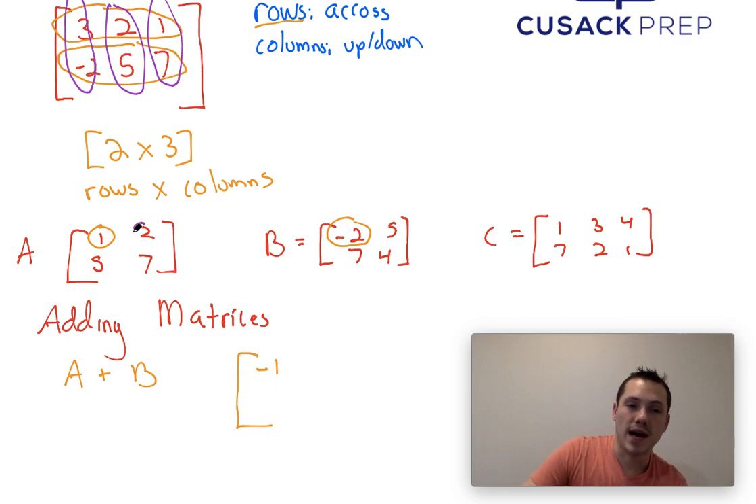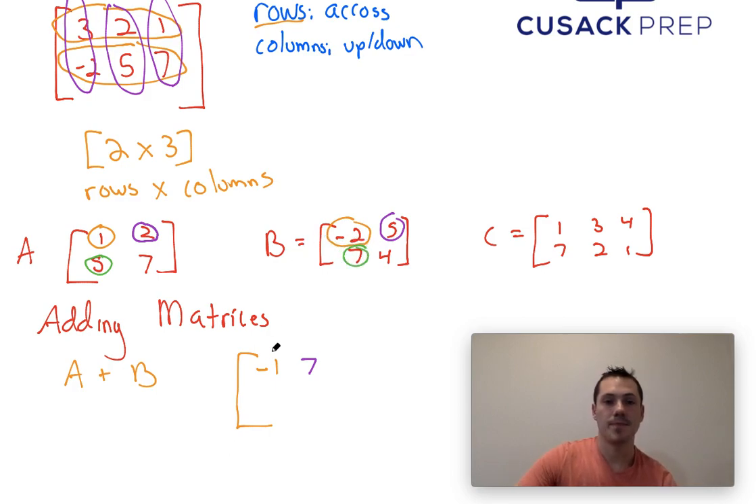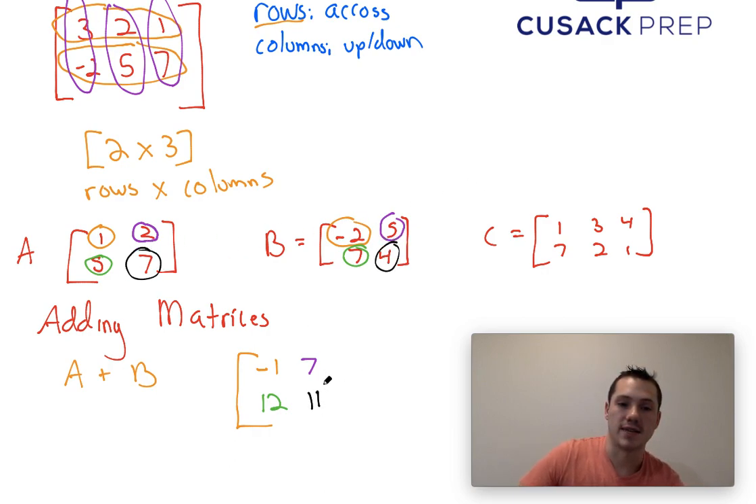I can also add this, which is in row 1, column 2, to this component, which is in row 1, column 2. 2 plus 5 would give me 7. Continuing on, I think you probably can see the idea. 5 and 7 would add to give me 12. And if I wanted to add 7 and 4, they would add to give me 11.